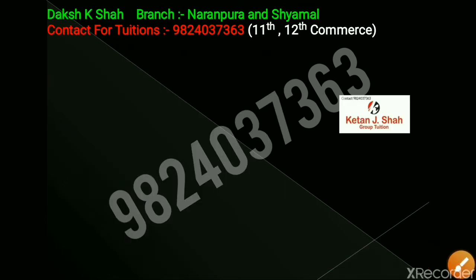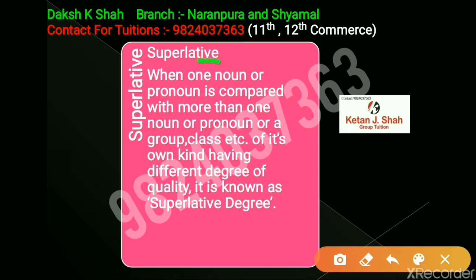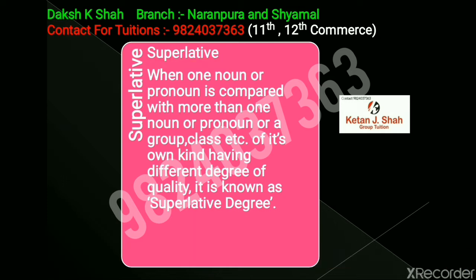And the third one is the superlative degree. In superlative degree, when one noun or pronoun is compared with more than one noun or pronoun, like a group or class of its own kind, having a different degree of quality, it is known as superlative degree. It means that we are comparing one person with the whole class or the whole group.